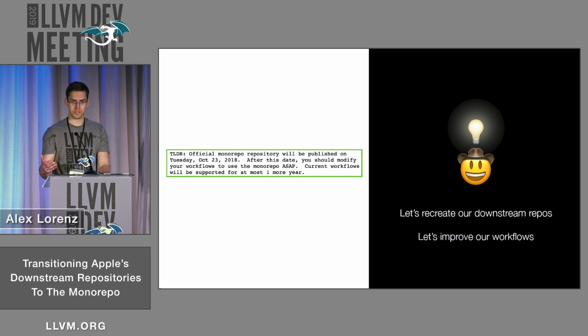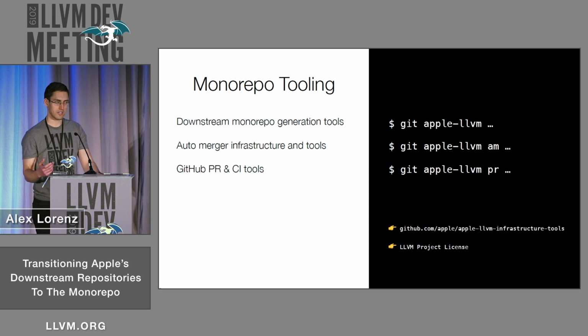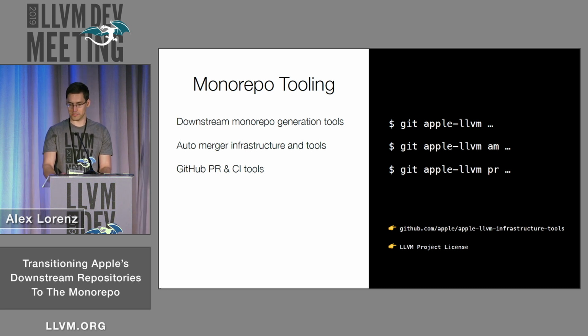So we created a set of tools that are open source, published on GitHub, and available under the llvm-project license, that we use to actually perform the Monorepo conversion for our downstream repositories. This toolset also contains the tools that we now use daily to manage and improve our downstream workflows. At first, I'd like to quickly dive into the details of our Monorepo conversion tools.